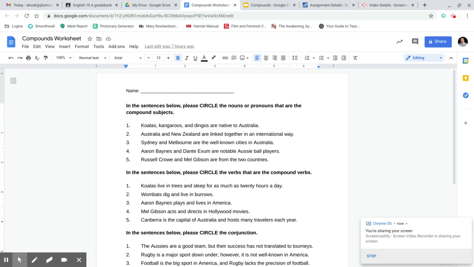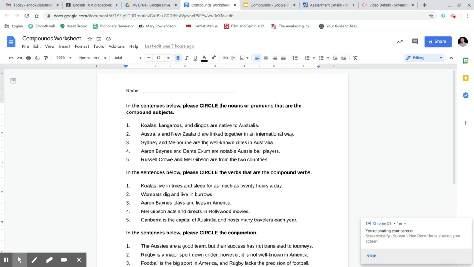To make matters easier for you, let's just go ahead and highlight those words. So if we look at the first one, please circle the nouns or pronouns that are the compound subjects, there are actually no pronouns in here for any of the subjects, but just to focus on one and show you what I'm expecting. Number 5 says Russell Crowe and Mel Gibson are from the two countries. So the compound subject will be the two proper nouns, Russell Crowe and Mel Gibson. So you would highlight those two names, all right?